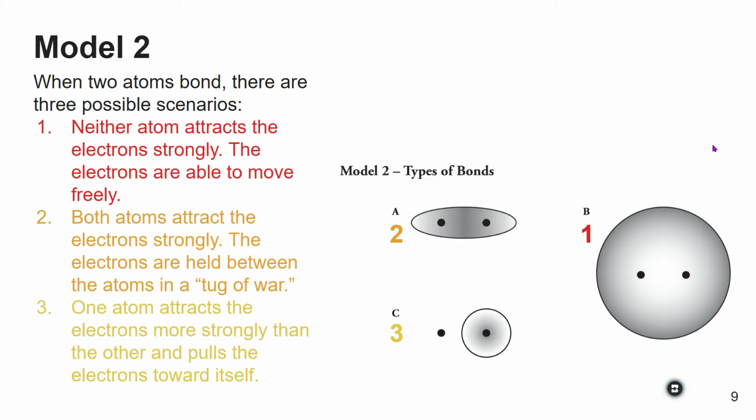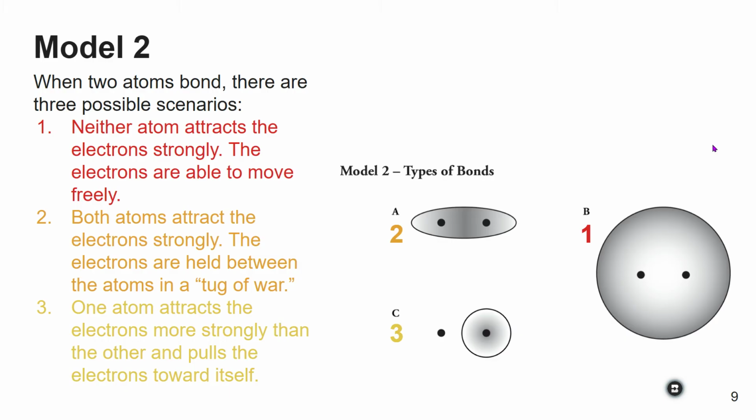Hopefully this is what you came up with. If you look at model A, both of the nuclei have electrons around them, and the electron cloud has been kind of squashed, as if they're pulling on them and stretching the electrons between them. So that matches up with description 2.